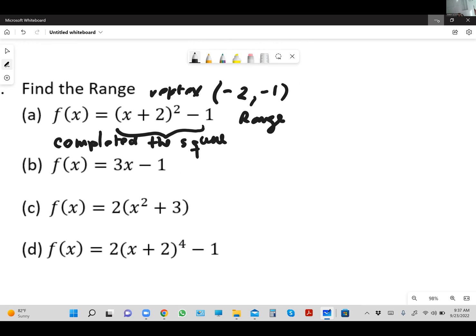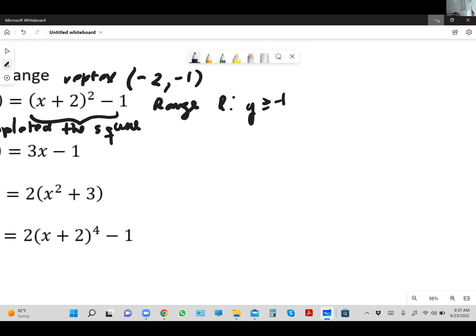Allowable y values. y is greater than or equal to -1. Why?